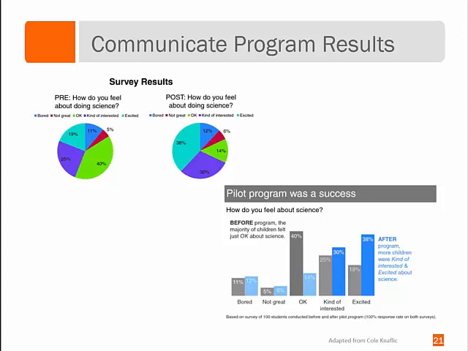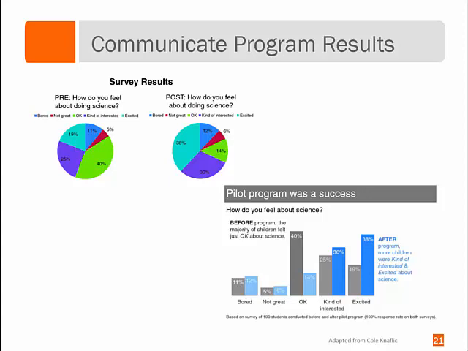Then we ask the question, how do you feel about science? So this was the question regardless of whether it was before or after the program. This was the central question. So we don't necessarily need to repeat this twice. We just need to state it once because this was the central question we were asking.